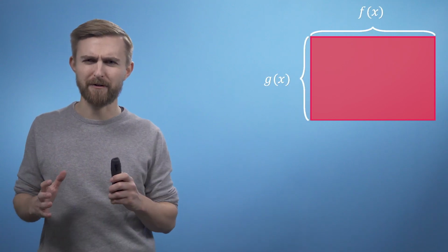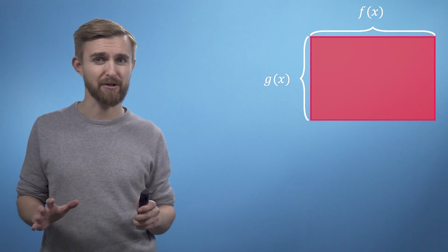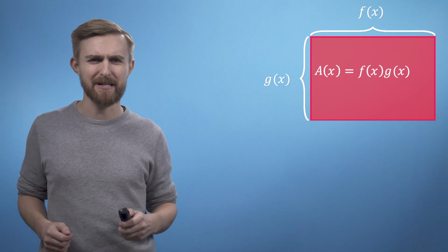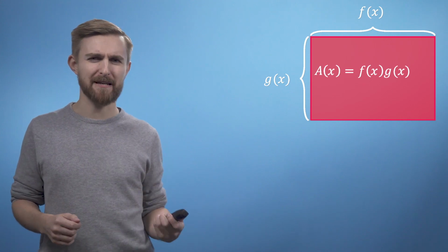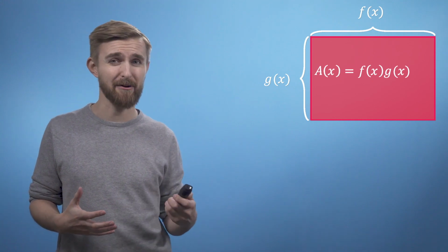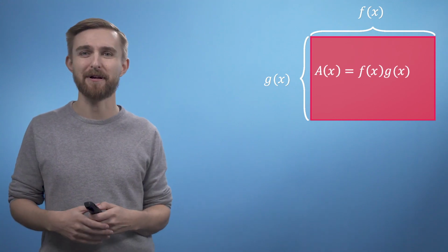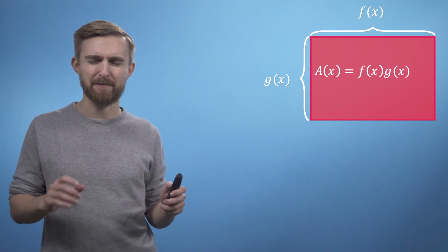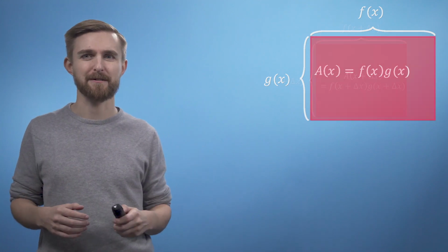Imagine a rectangle where the length of one side is the function f of x and the other side is the function g of x. This means that the product of these two functions must give us the rectangle's area, which we can call A of x. Now consider that if we differentiate f of x times g of x, what we're really looking for is the change in area of our rectangle as we vary x. So let's see what happens to the area when we increase x by some small amount, delta x.